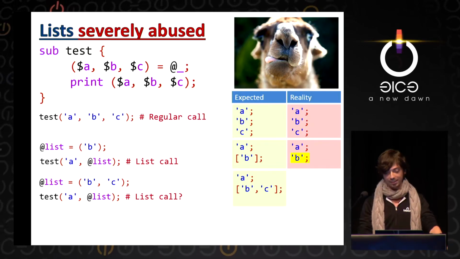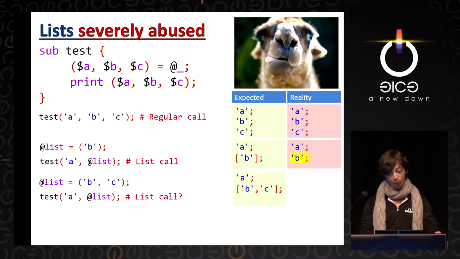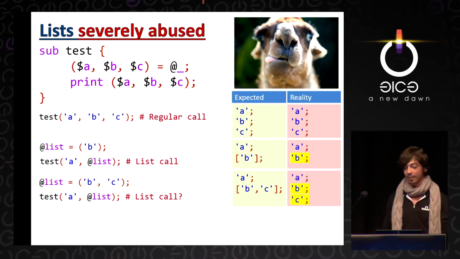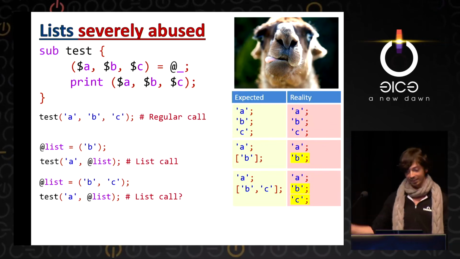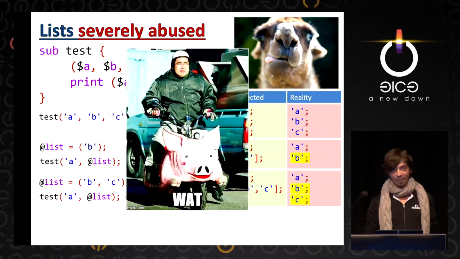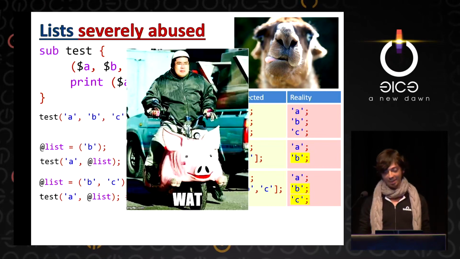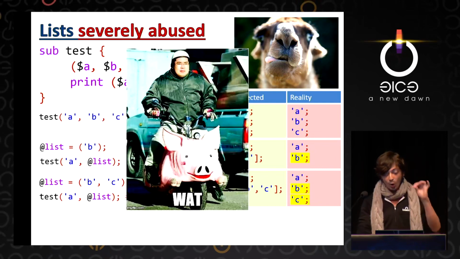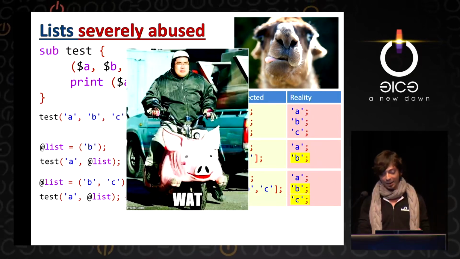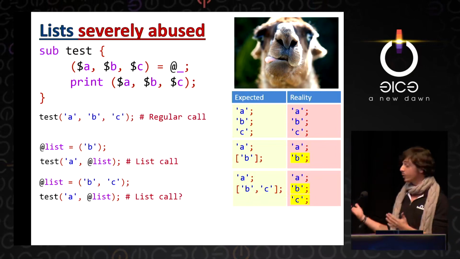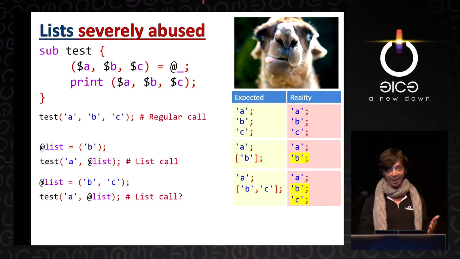But again, Perl says, fuck off, and it actually treats the string B as the second argument and the string C as the third. What? That's insane. We actually created another argument using only a list. Look at the syntax. It's the exact same syntax you would have used to create a regular array.